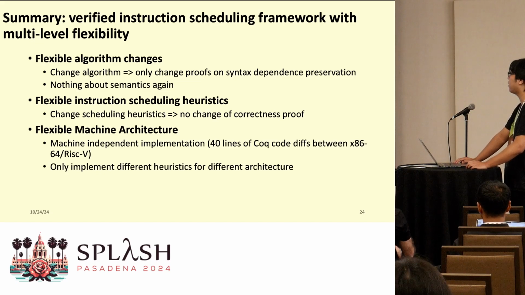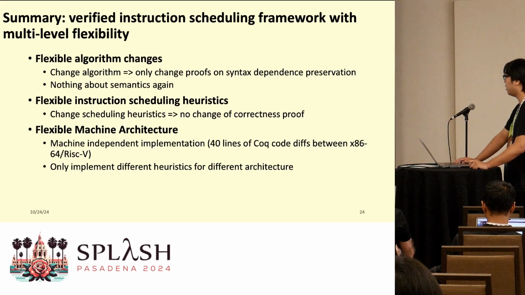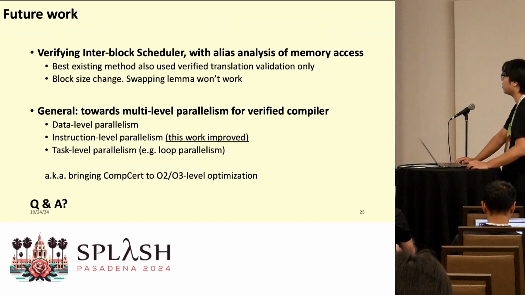The next level of flexibility is that the heuristic is flexible. So if we are doing the optimization on a different scenario, we may need to change the heuristics, but we never need to touch the proofs. And also the implementation is almost machine independent. Only like 40 lines of core code is different between the x86 architecture and the RISC-V architecture. The other proofs are exactly the same. And you may need to implement different heuristics for different architectures.